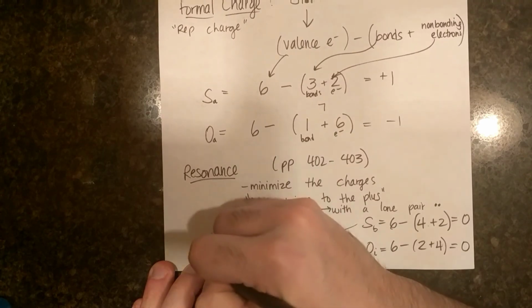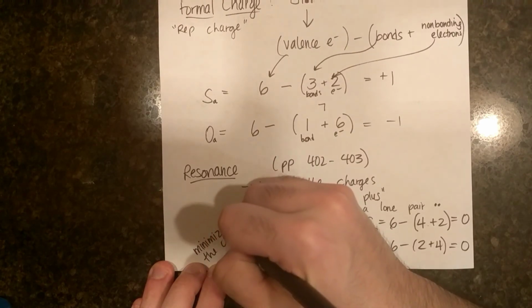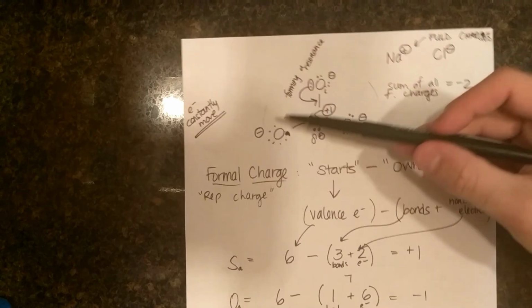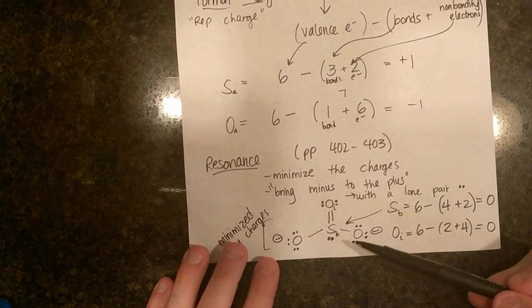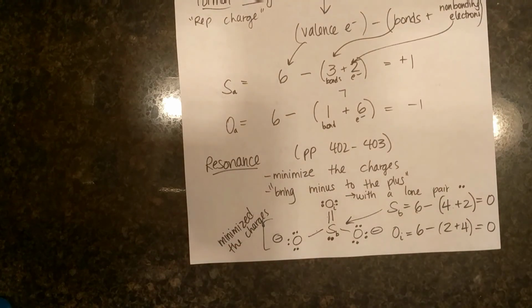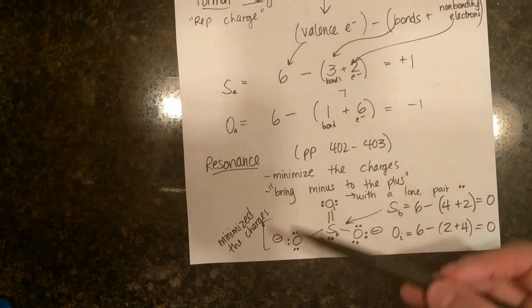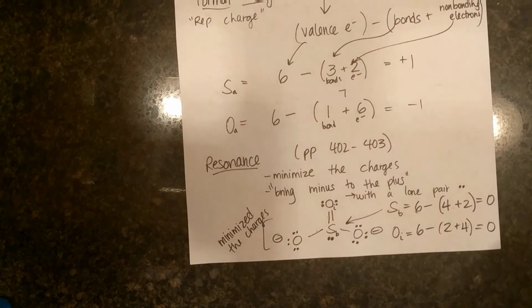And what I mean by minimize the charges is that before I had 1, 2, 3, 4 charges, and now I only have 2. And look at the sum of the charges. It's still -2. So this would be probably the most stabilized resonance structure because it's minimized the charge.